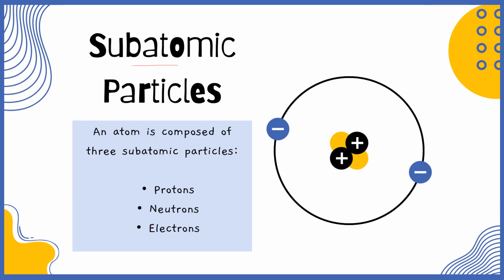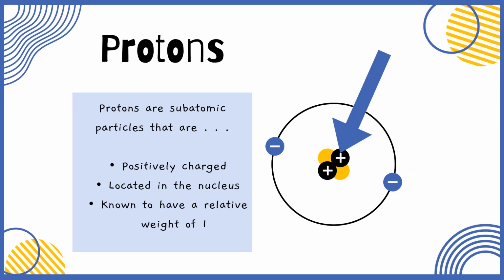Now we come to the subatomic particles. Anything that is smaller than an atom is called a subatomic particle. All right. Now there are three subatomic particles which an atom is composed of: protons, neutrons, and electrons. First, we'll move to protons.